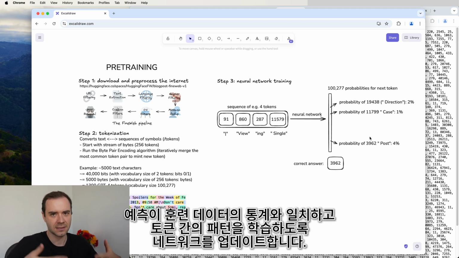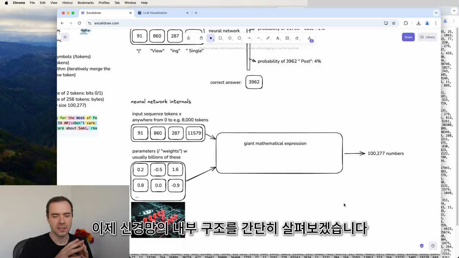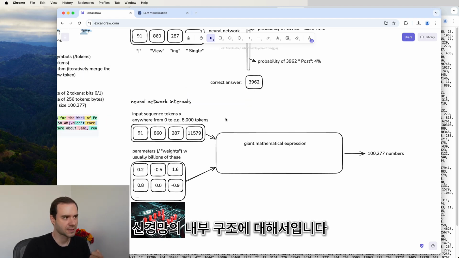It's a sequence of updating it so that its predictions match up the statistics of what actually happens in your training set. And its probabilities become consistent with the statistical patterns of how these tokens follow each other in the data. So let's now briefly get into the internals of these neural networks just to give you a sense of what's inside. So, neural network internals.